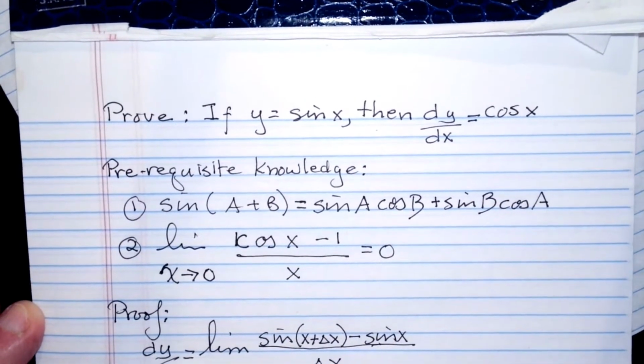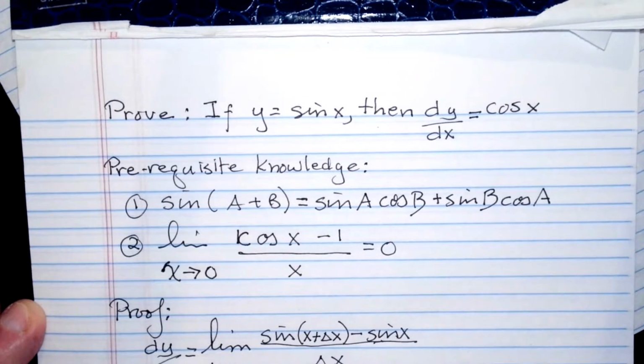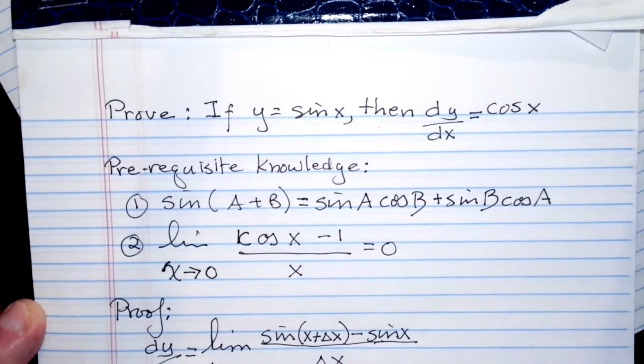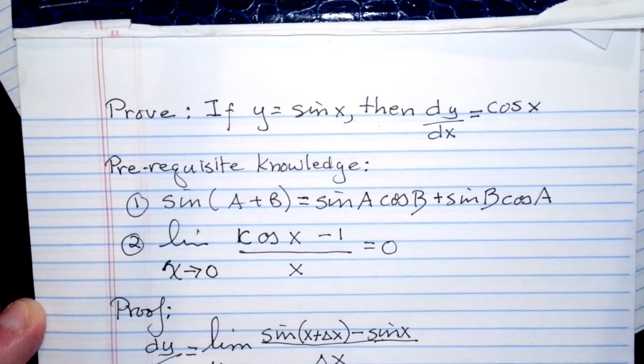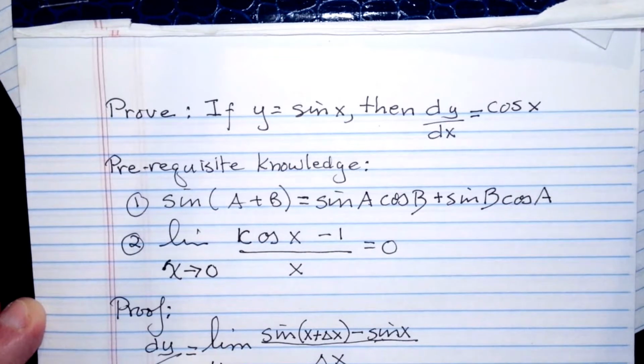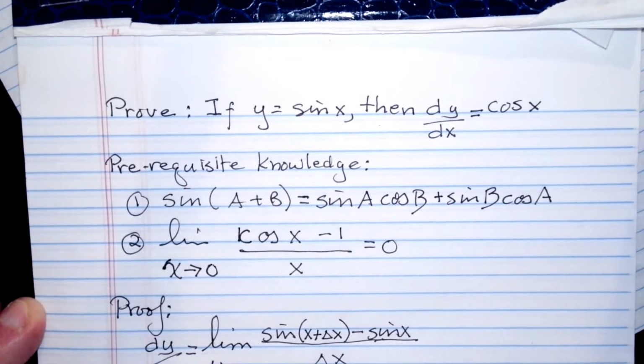In this video, we're going to prove that if y equals sine x, then dy/dx equals cosine x. In other words, the derivative of the sine function is the cosine function. Well, there's some prerequisite knowledge.